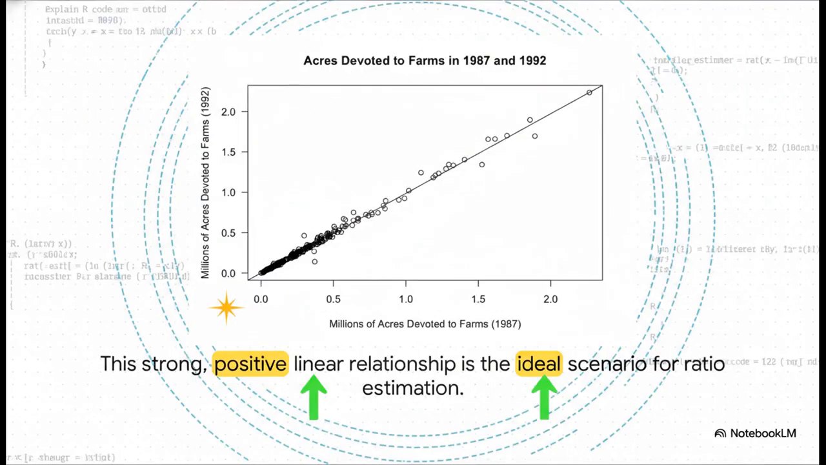And if you're a visual person, check this out. This scatter plot shows exactly what that number means. You can see the data points form an almost perfect straight line that seems to go right through the origin, where 0 acres in 87 would mean 0 acres in 92. This is the textbook, A+ gold standard scenario for using ratio estimation.